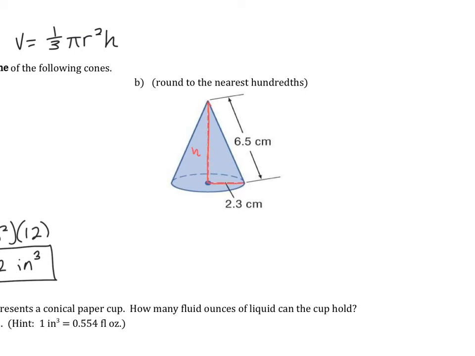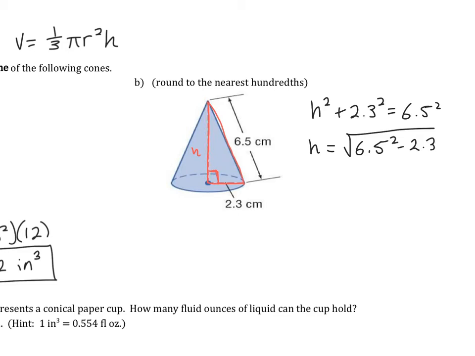So again, we do have a right triangle, so we can find that height using the Pythagorean theorem. H squared plus 2.3 squared equals 6.5 squared. So if I subtract 2.3 squared and then take the square root, here's what I end up with. So this gives us a height of approximately, and we'll make sure to round to the nearest hundredths for all of our steps, 6.08 centimeters.